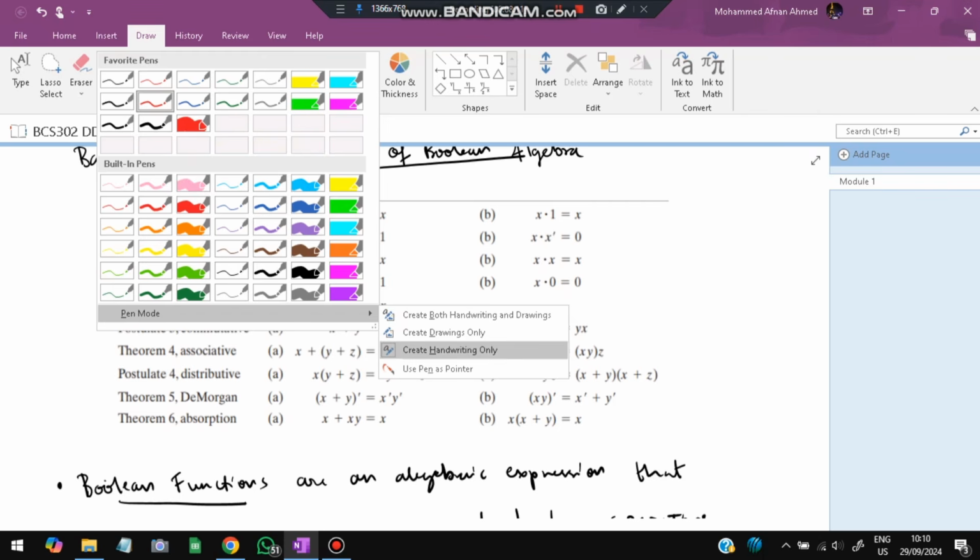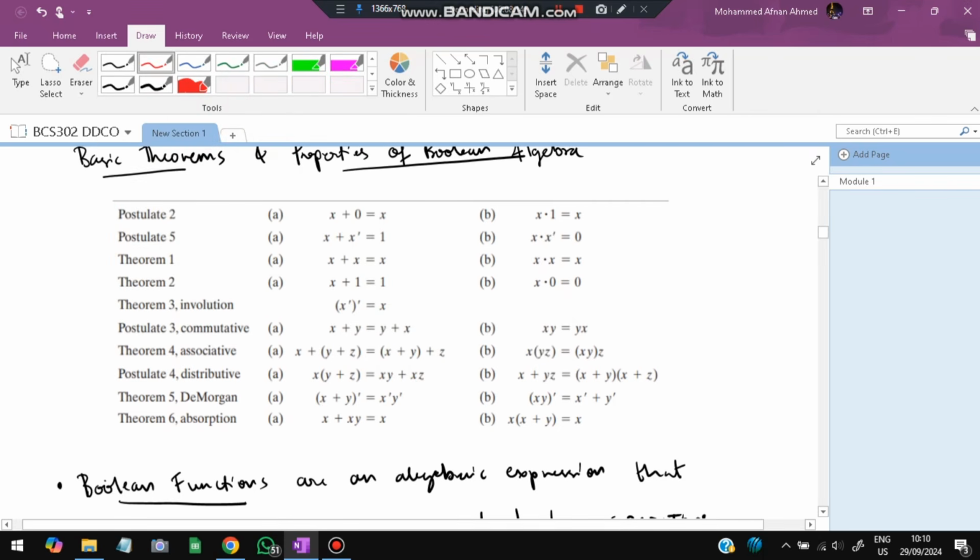Let's have a look at the last law, which is the absorption law. So what it does, it absorbs. Here we have x or xy. Since x is the majority, here the answer will be x, and here also x and x plus y. Since x is the majority here, you need to remember that it is x only that is present.